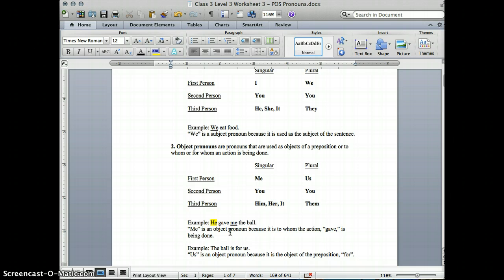If you said it's a subject pronoun, you are absolutely correct because he in this sentence is the subject. Me is also a pronoun, but instead of being used in the subject, it's being used as a direct object or as a predicate in the sentence. That's why me is an object pronoun.